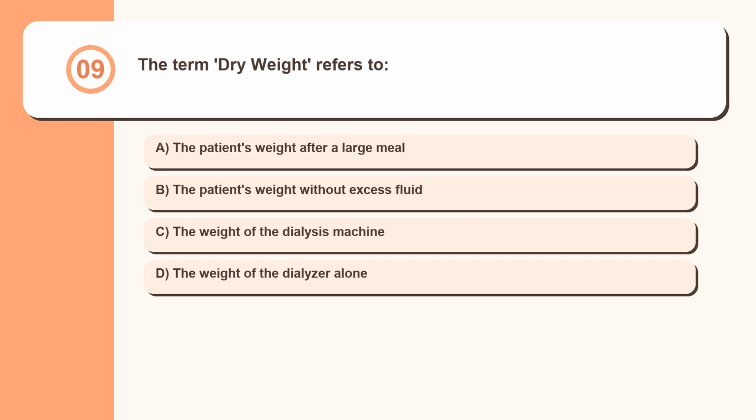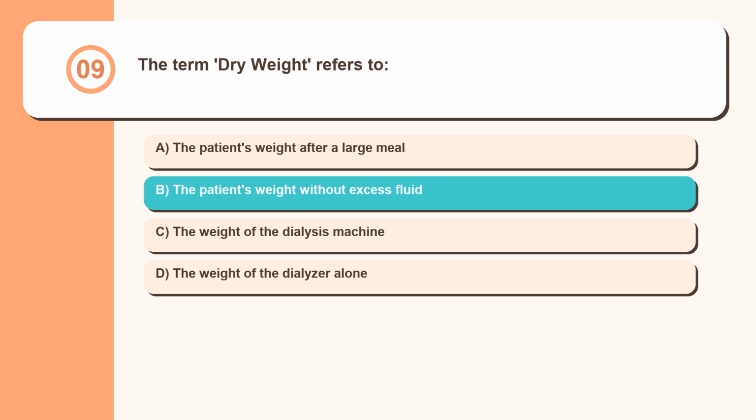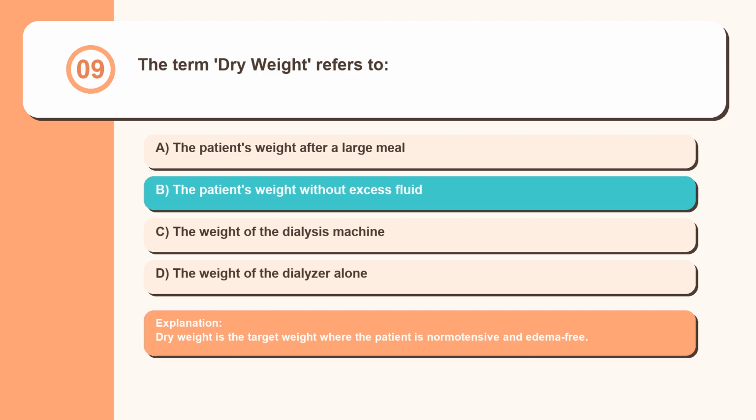Question 9. The term dry weight refers to the patient's weight after a large meal, the patient's weight without excess fluid, the weight of the dialysis machine, the weight of the dialyzer alone. Dry weight is the target weight where the patient is normotensive and edema-free.